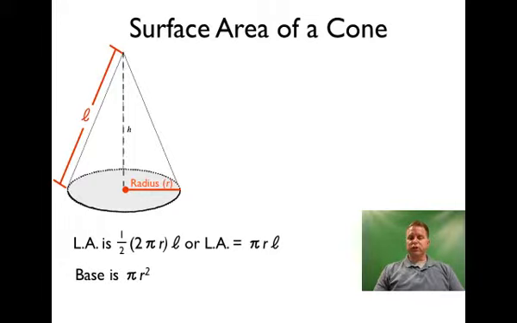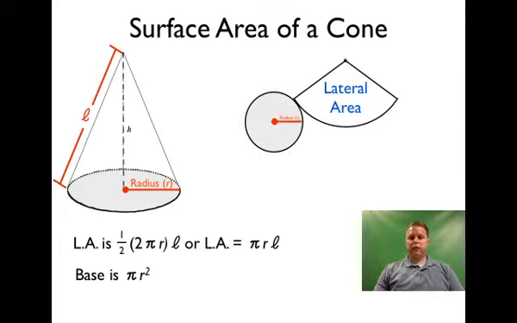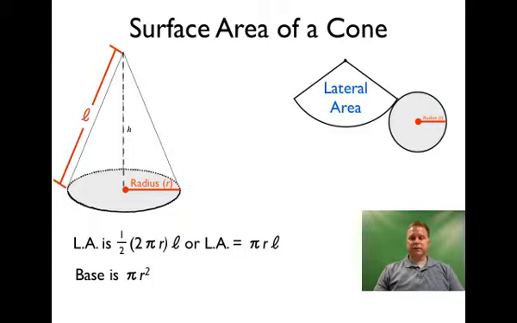Then the base is a circle, so remember, to find the area of a circle, it's pi times r squared. If we unwrap it, it's going to look kind of like a semicircle. That's our lateral area. And then we have our base. It doesn't matter where you put the base, but whatever works for you. The circumference there.